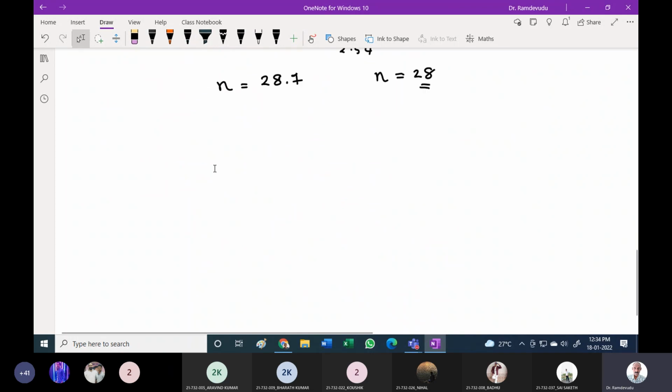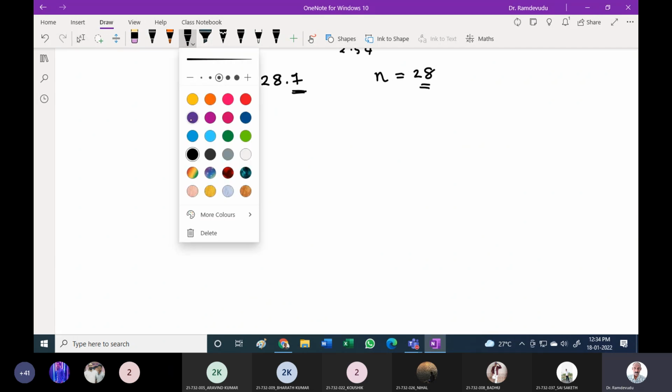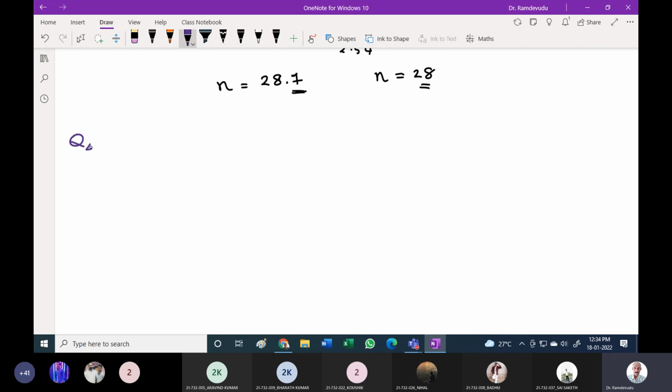So always you should write the below value only. You don't write these decimals. This value only you can have. Now I'll go for the next problem, Q4, question 4. This is a simple one, but another important one. So they are asking to calculate the angular separation.